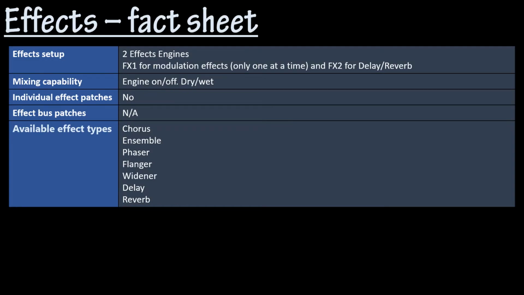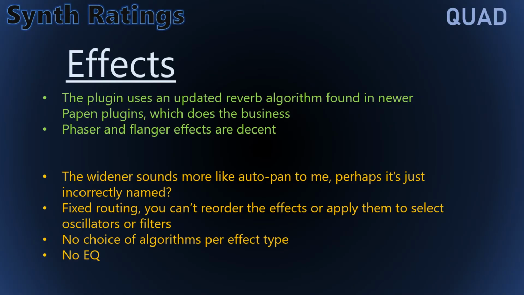That's about it for what you can do with the effects engines. Let's try to score them. A major plus point, as mentioned, is that new updated reverb algorithm found in newer Papen plugins, which is included here and really does the business. I also think the phaser and flanger effects are decent, if not spectacular.